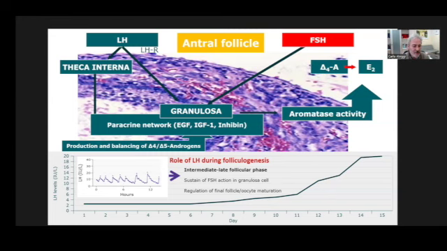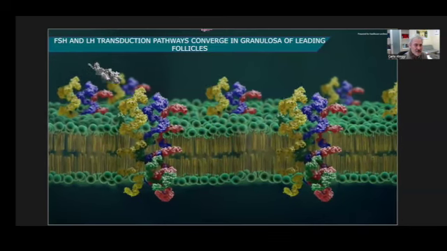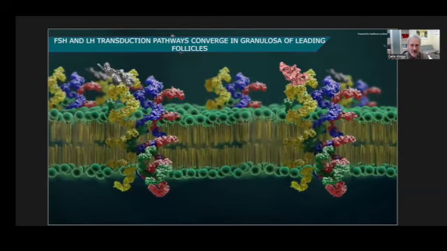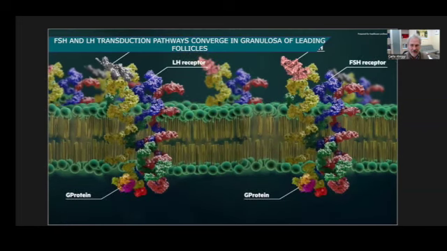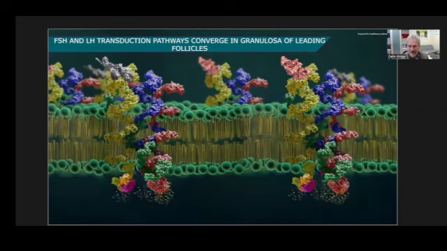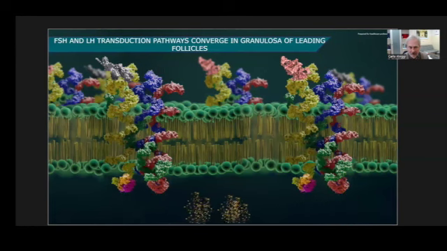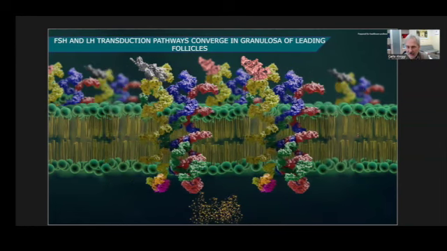I have a very short video, and this is a list of references that you can consult, the ones I used for putting this information together. This short video shows you that FSH and LH in granulosa link different receptors, but these receptors in granulosa can converge in the same transduction pathways. And in some cases, and it has been widely proven, we can have dimerization of receptors.